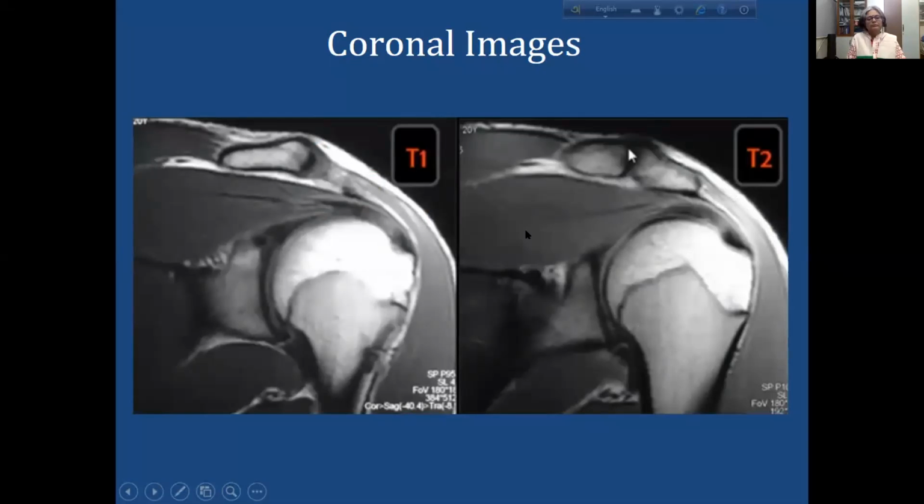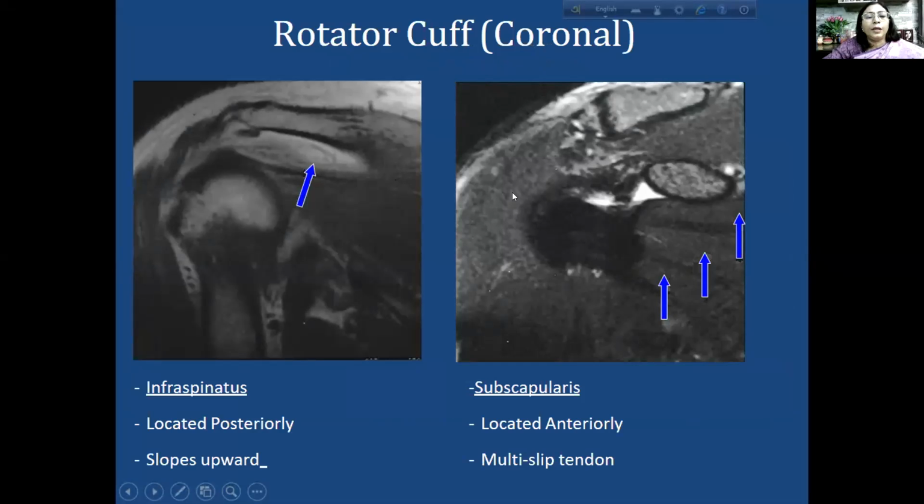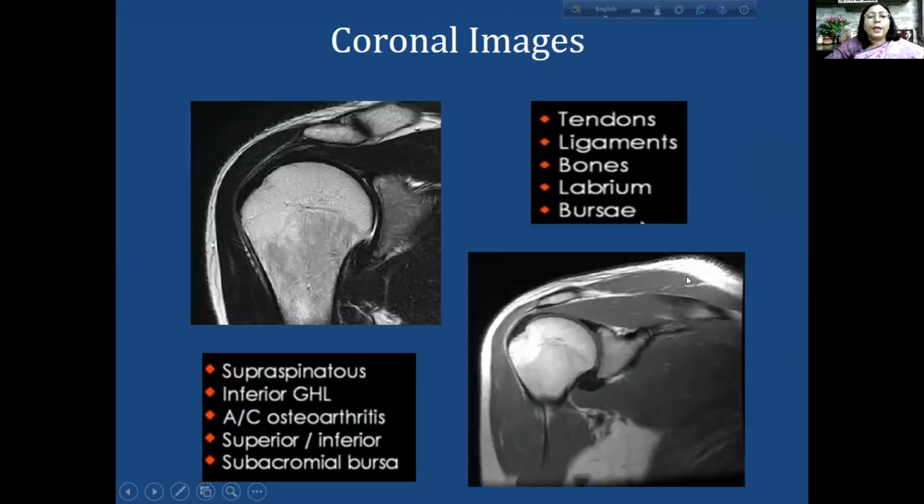Underneath, the supraspinatus muscle and tendon run and insert into the greater tubercle. If we go more posteriorly or below, here is the spine, and below that we have to look for the infraspinatus muscle. And if we go more anteriorly, that is the coracoid process, and multipennate subscapularis muscle is here. So in the coronal image, we also look for the superior labrum, inferior labrum, inferior glenohumeral ligament, the subacromial bursa followed by subdeltoid bursa, and acromioclavicular joint.